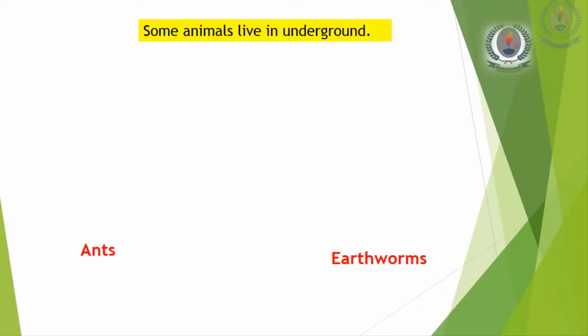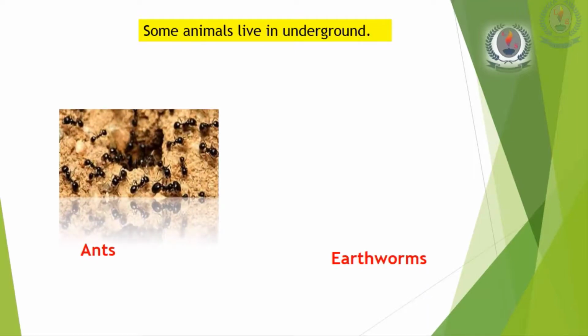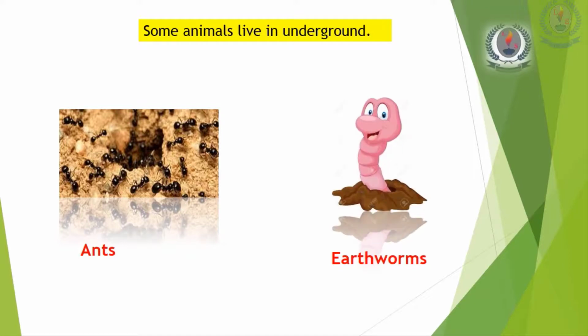Some animals live underground. Children, there are some animals, they live underground. First picture, you can see ants. Second picture, you can see earthworms. Both animals live underground. And there are so many animals, they live underground.